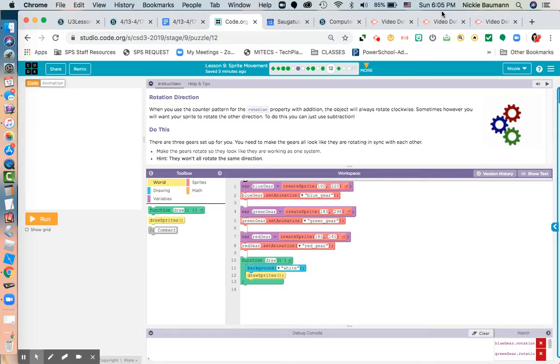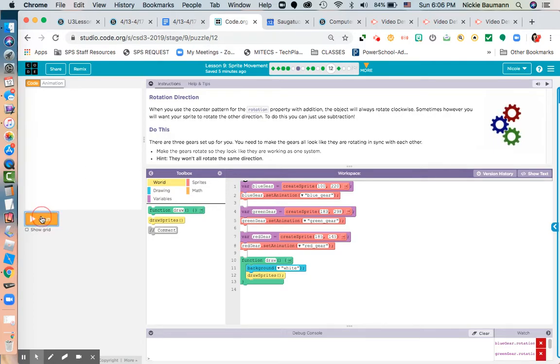So we're going to make the gears rotate so they look like the ones that are working over here in this picture. Hint, they won't rotate in the same direction. So again, some are going to be adding to the rotation, meaning some are going to be moving the object in a rotating manner, like if you think of degrees. So you're going to rotate it 2 degrees every single time, or 4 degrees every single time. And some are going to be rotating in the opposite direction. So instead of adding 2 degrees, maybe we're subtracting 2 degrees. And that's how rotation works.